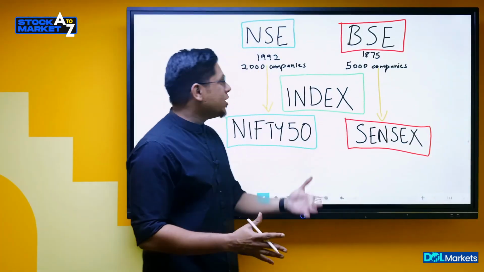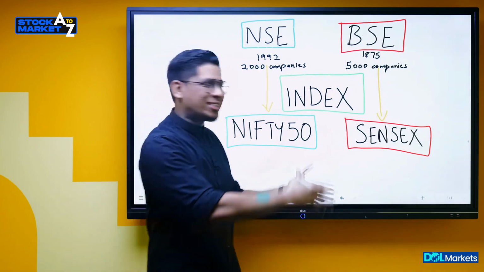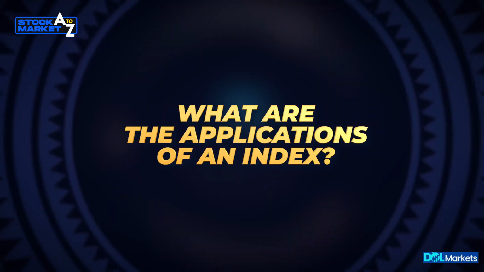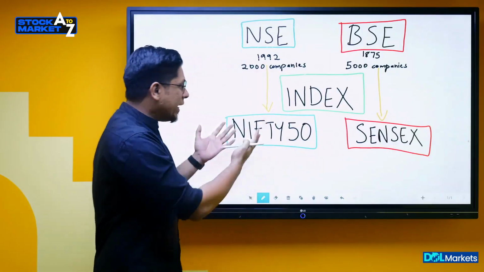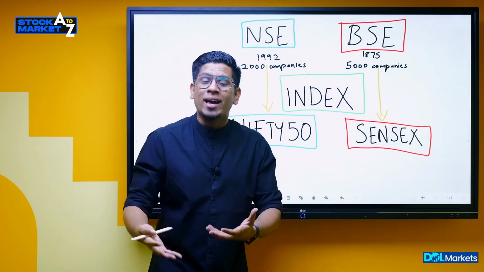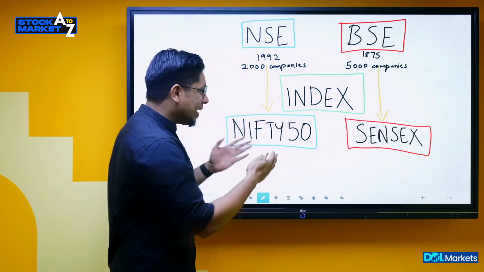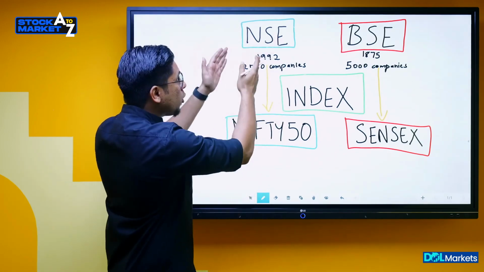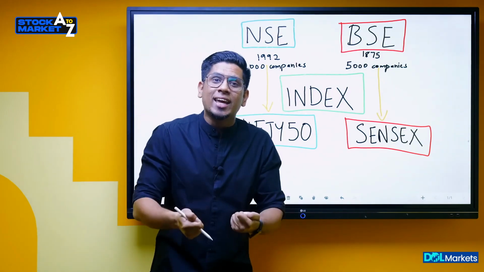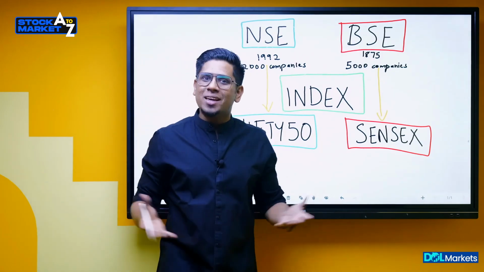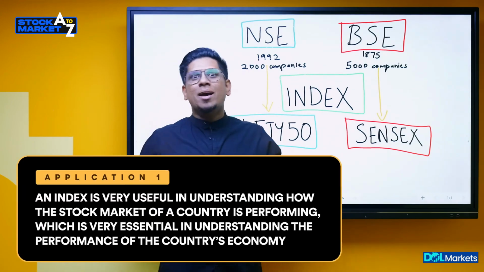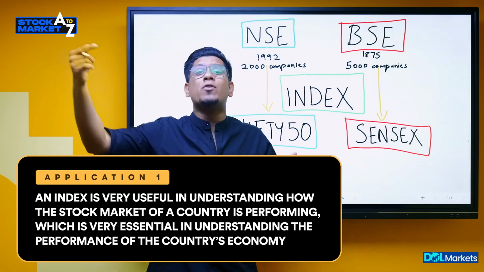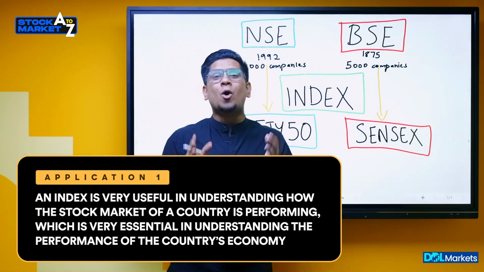Now that you clearly understand what an index is, you also understand what Nifty 50 is, what Sensex is, the next job is to understand the application of an index. The first application or use of an index is exactly what we've been discussing so far. That is, an index will indicate how a stock market is performing, and how a stock market is performing will in turn indicate how the economy of the country is performing. Right? So the first application or use, we can tell that an index is absolutely useful in telling how the stock market of a country is performing, and that will tell how the economy of a country is performing.